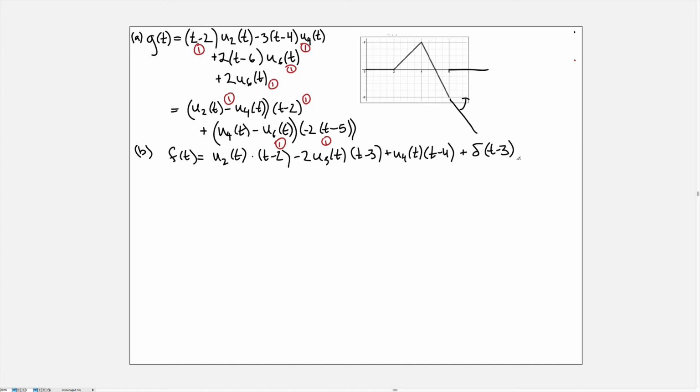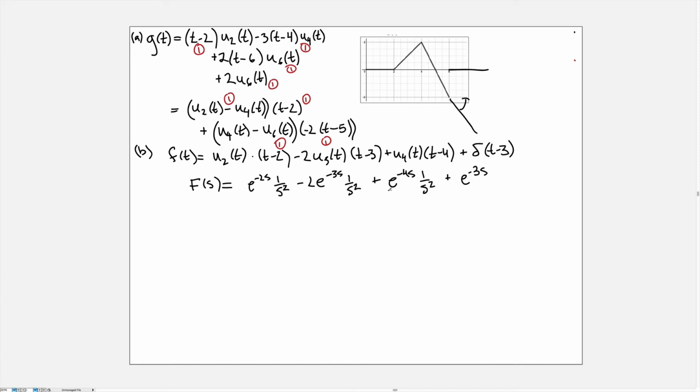So as an exercise, it would be good practice to try and sketch what this function looks like, but I'm not going to do that here. I'm just going to write down the transform. F of s will be equal to, well, when I have a shift like this, I get e to the minus 2s and then I multiply by the transform of t, which is 1 over s squared, minus 2 times e to the minus 3s times 1 over s squared, plus e to the minus 4s 1 over s squared, plus e to the minus 3s with no function multiplying it.